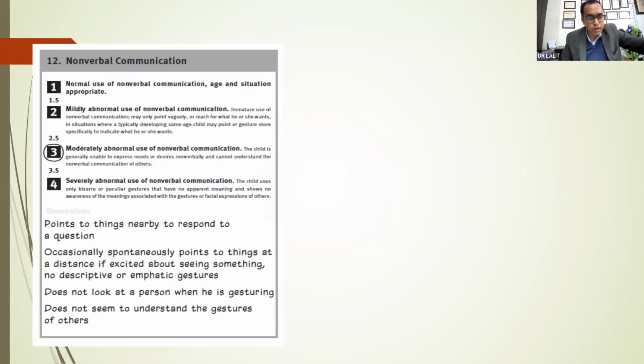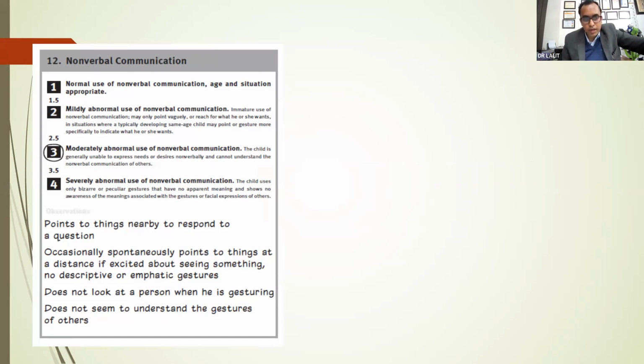So he points to things nearby to respond to a question. Occasionally he spontaneously points to things at a distance if excited about something. Note descriptive or emphatic gestures. So there is no facial expression, no facial gestures. He does not look at a person when he is gesturing. So he doesn't look at them.